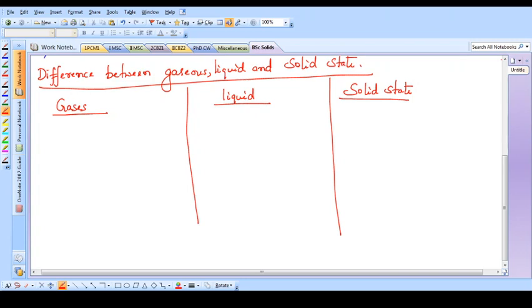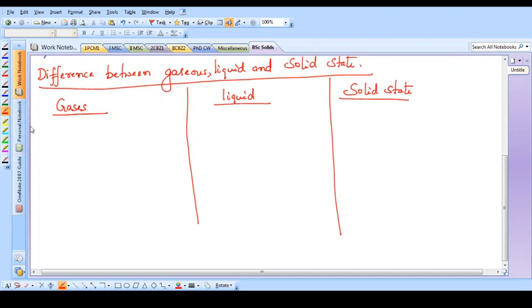For example, if you take 10 ml of water, whether you have taken that 10 ml of water in a beaker or in a burette or in a standard flask, 10 ml will remain 10 ml. Volume will not change. But what happens to the shape of the water? It assumes the shape of the glassware in which you have taken water. So liquids have a definite volume, but they do not have a definite shape. Solids, on the other hand, have definite volume as well as definite shape.